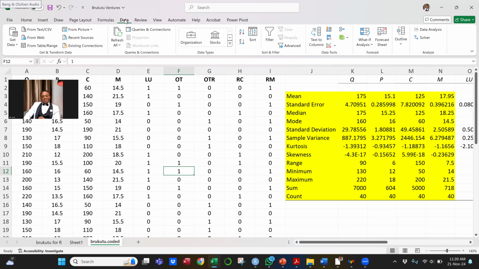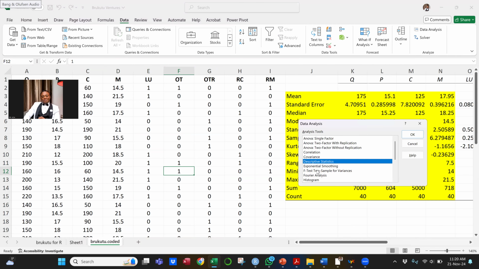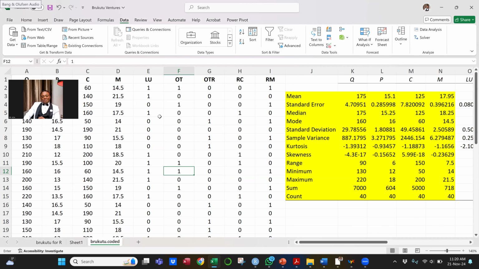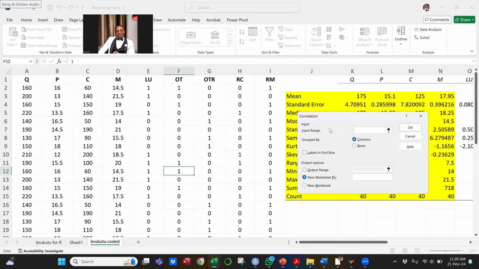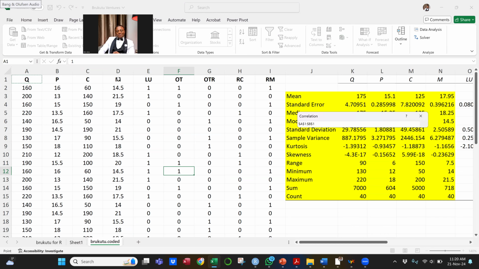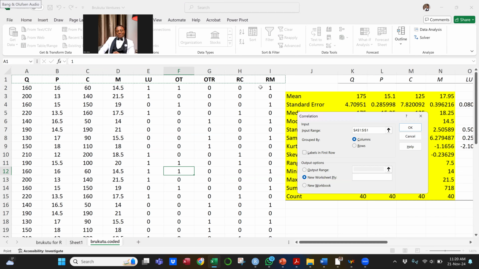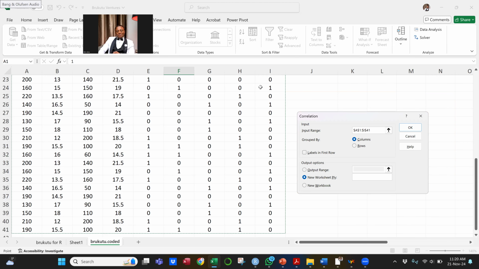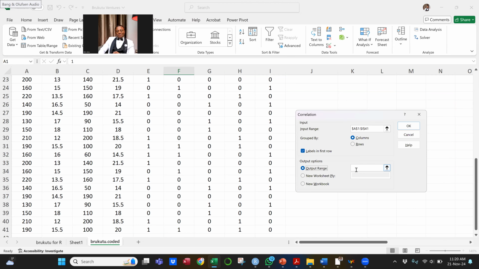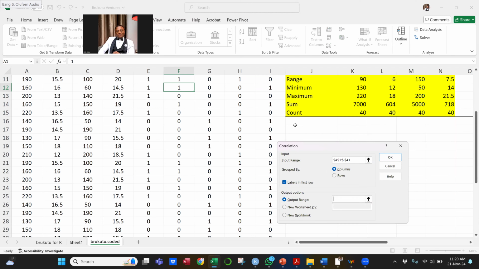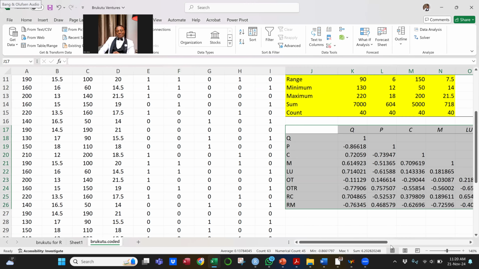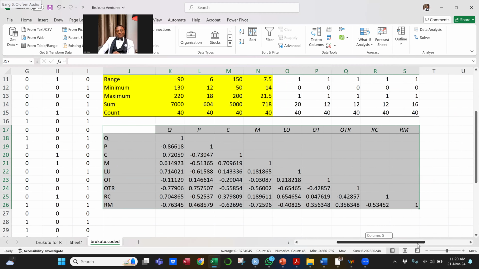Go to the Data tab at the top and choose Data Analysis. In the list, you see Correlation. Just double click. And then the correlation parameter dialog box will appear. Highlight everything in the data and put it there. Then tick labels in first row, take the output, and indicate where you want your output to be. I want my output to be just right below the descriptive statistics. And click OK. And boom, you get this beautiful correlation matrix.